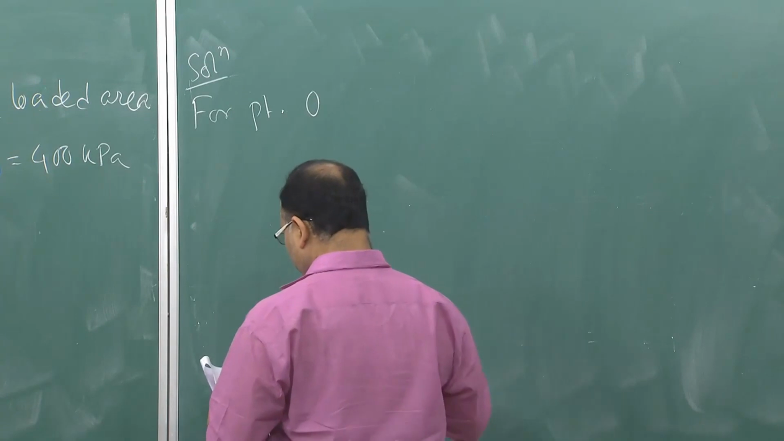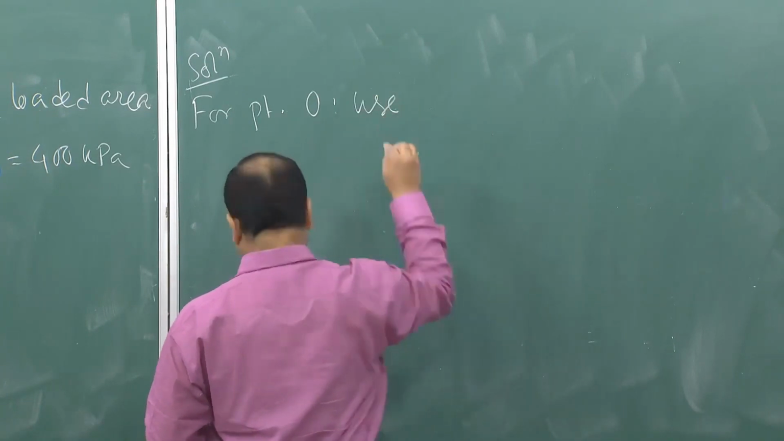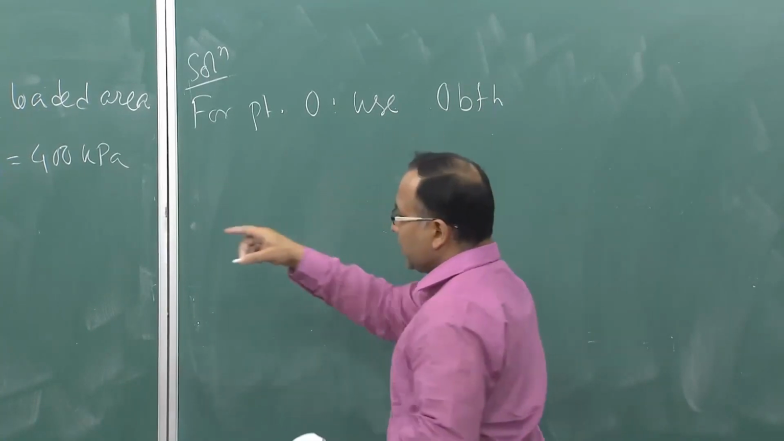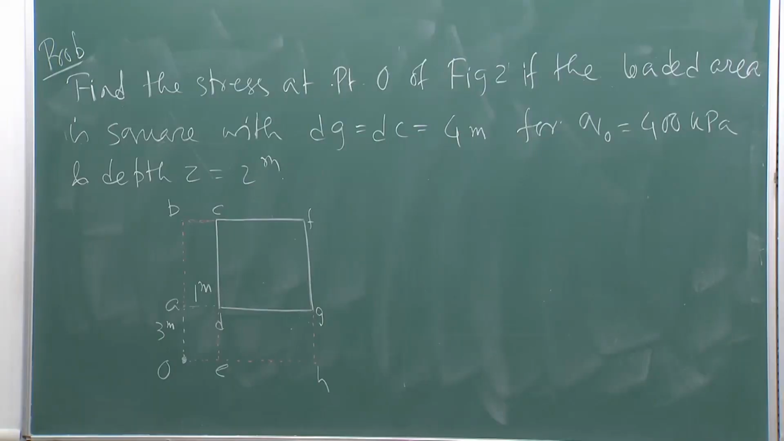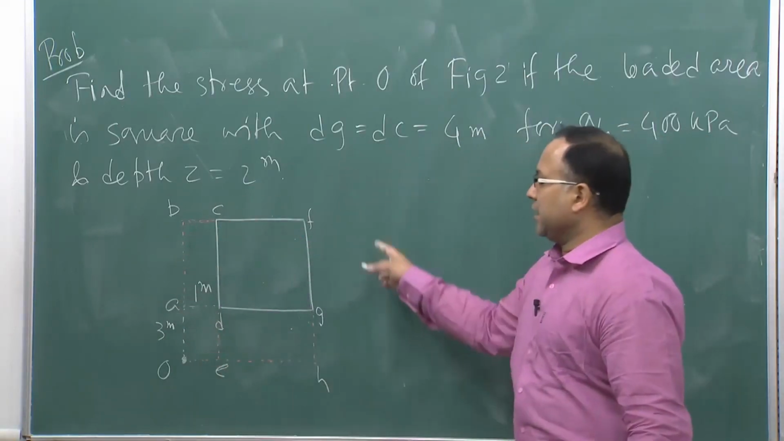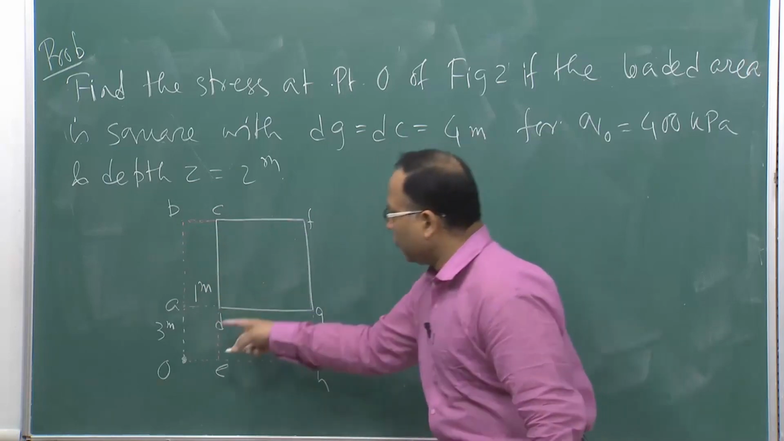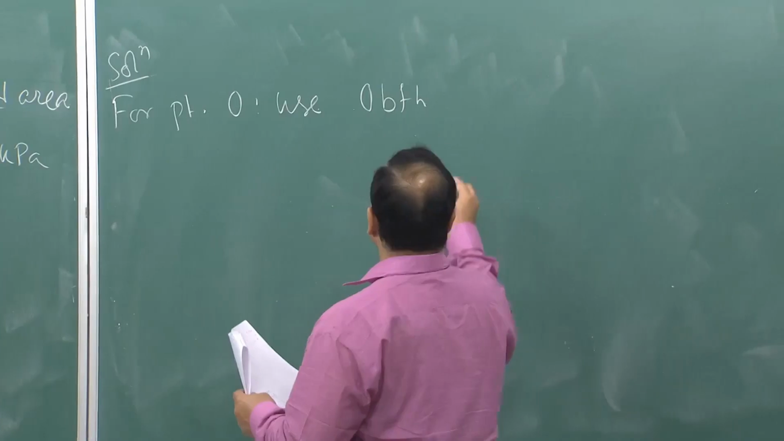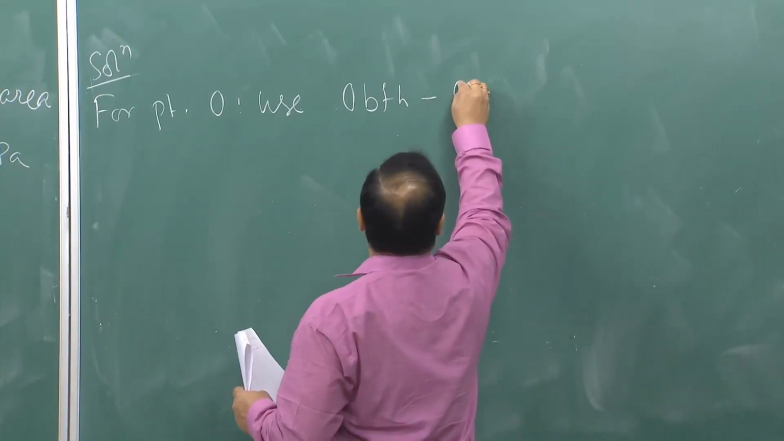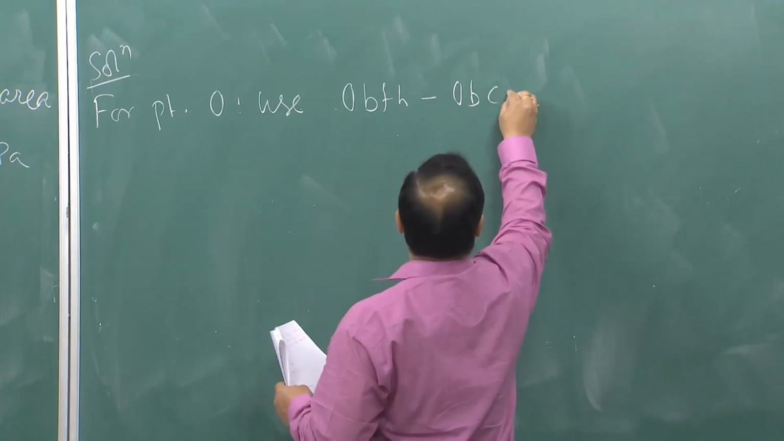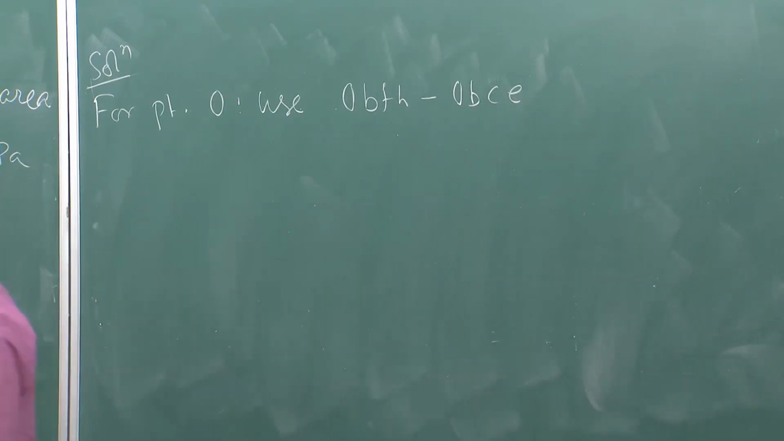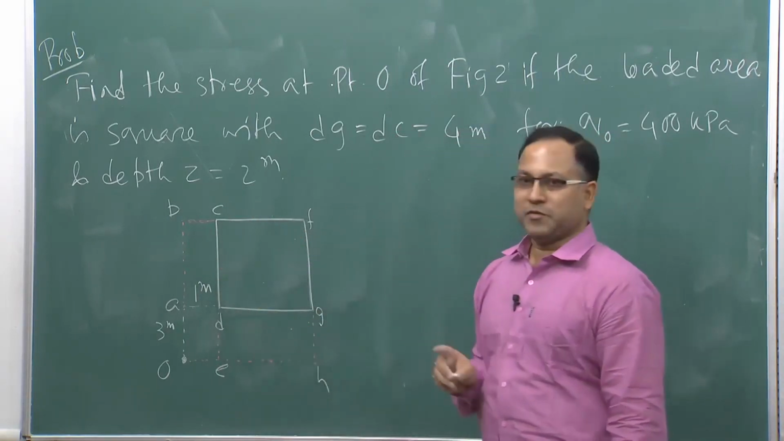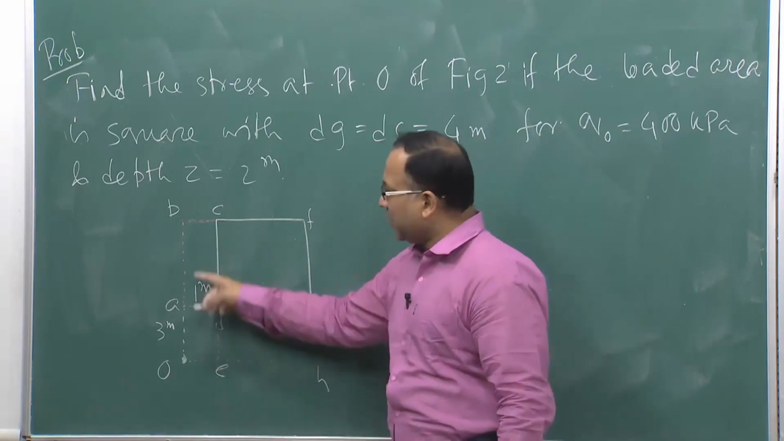Okay. So, for point O, I can use OBFH, please look at this figure, OBFH, that means the whole rectangle. If I consider the whole rectangle, O belongs to the corner of that rectangle. Okay. So, I can use that formula minus OBCE, because actually that much loaded area is not there. What is the loaded area? CDGF. So, therefore, I need to deduct the dotted part.